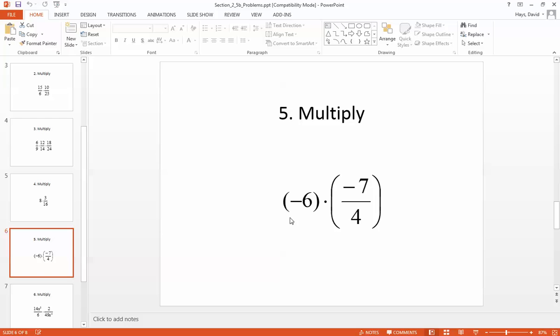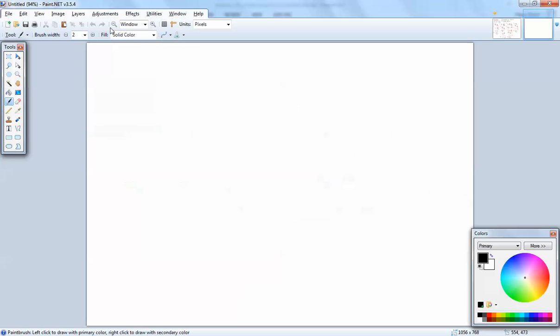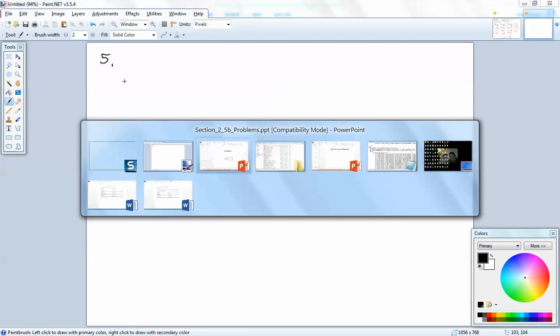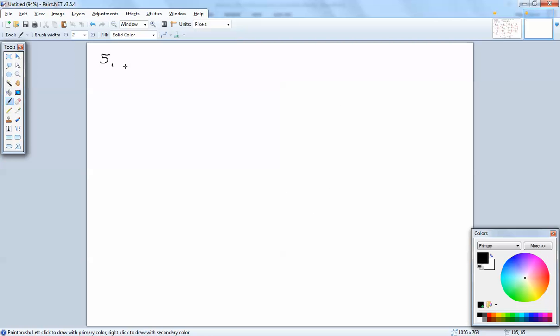And let's look at our next problem. We got -6 times -7/4. I'll put parentheses to indicate multiplication. Right away I notice one of them isn't a fraction, so let's rewrite the -6 as -6 over 1. Okay, if we're going to multiply fractions, they both should be fractions.